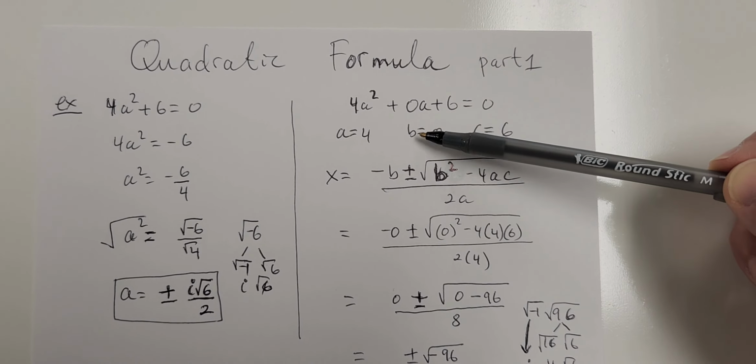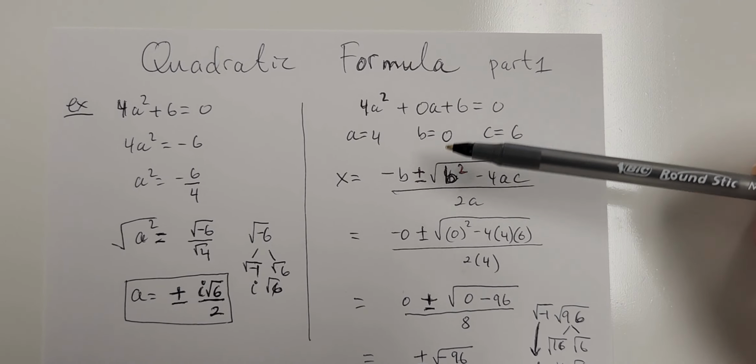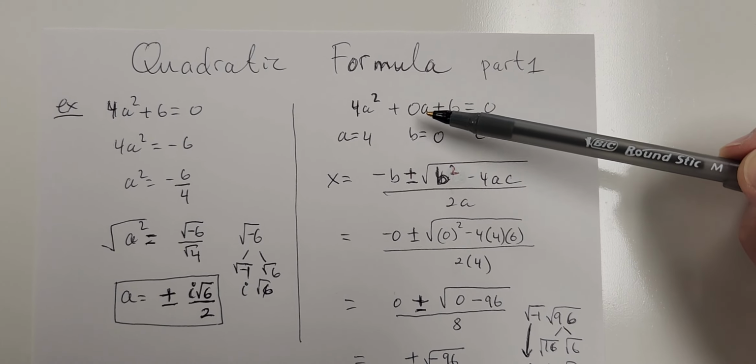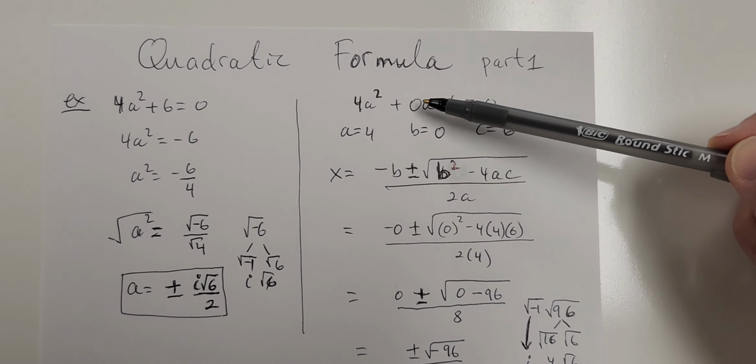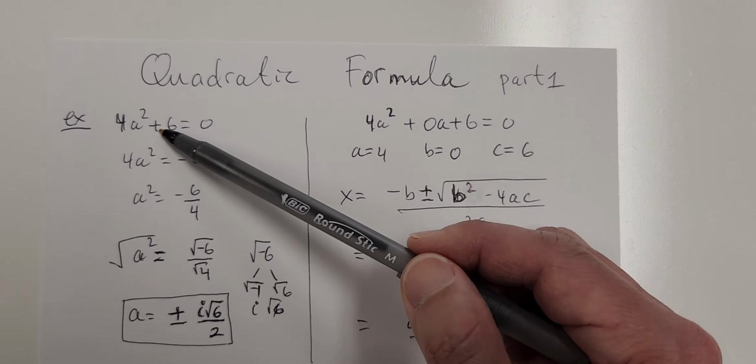Now, will B always be 0? No, every problem is different. In this case, B is 0 because there was no B term in the beginning.